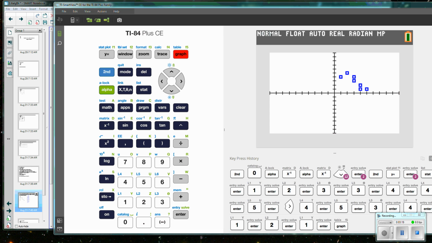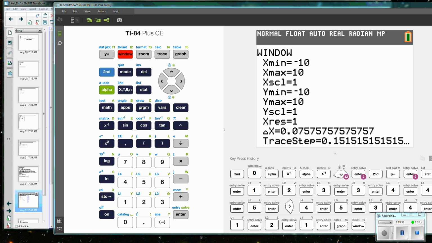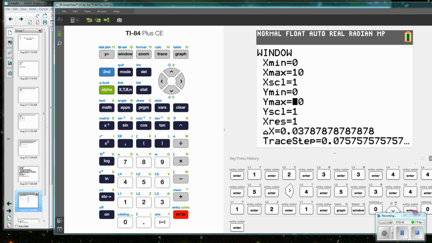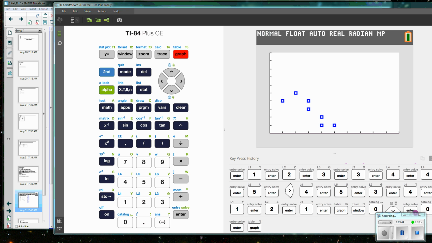Now what we can do is we can always check our window and change our window. Since this is in the first quadrant, we can set up our window to be different, and if we have different data points that are larger numbers, we have to put in a larger window for that. So I'm going to go from 0 to 10, and then 0 to 10 on my X and Y, and let's see what that looks like. And now we get a better view of our data points, and that looks like our graph that was originally given to us.